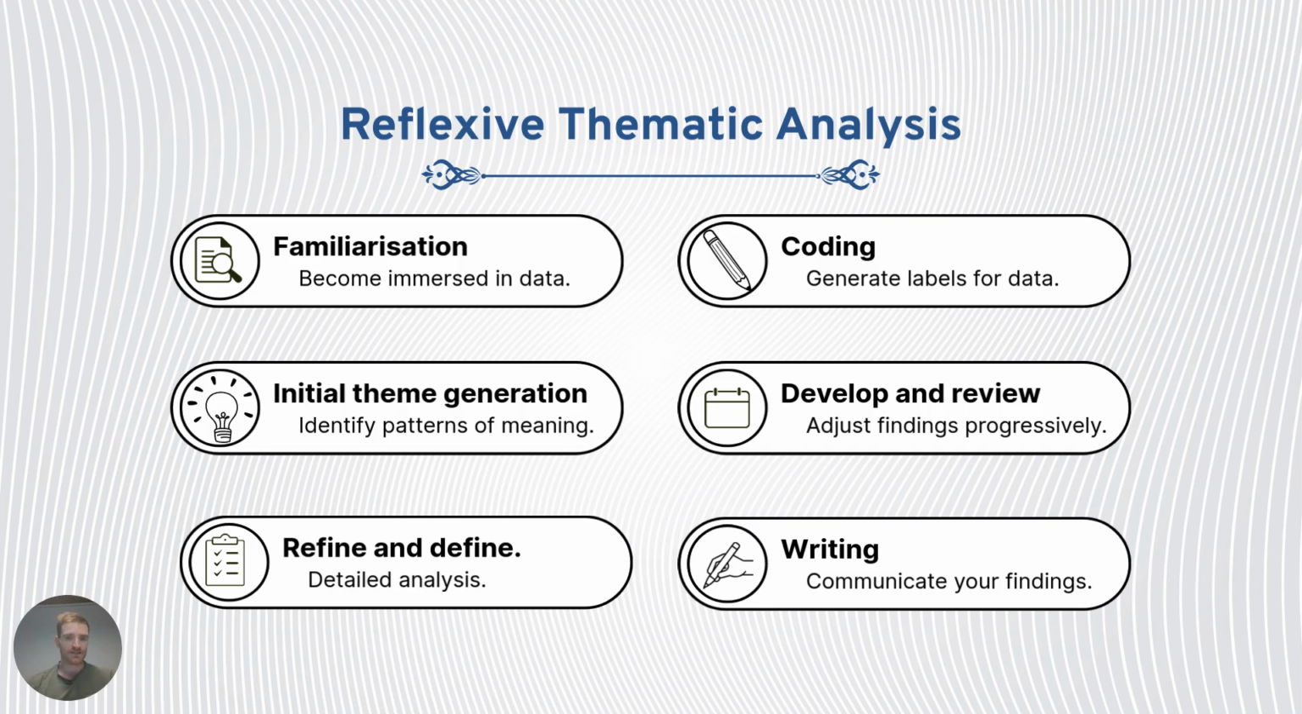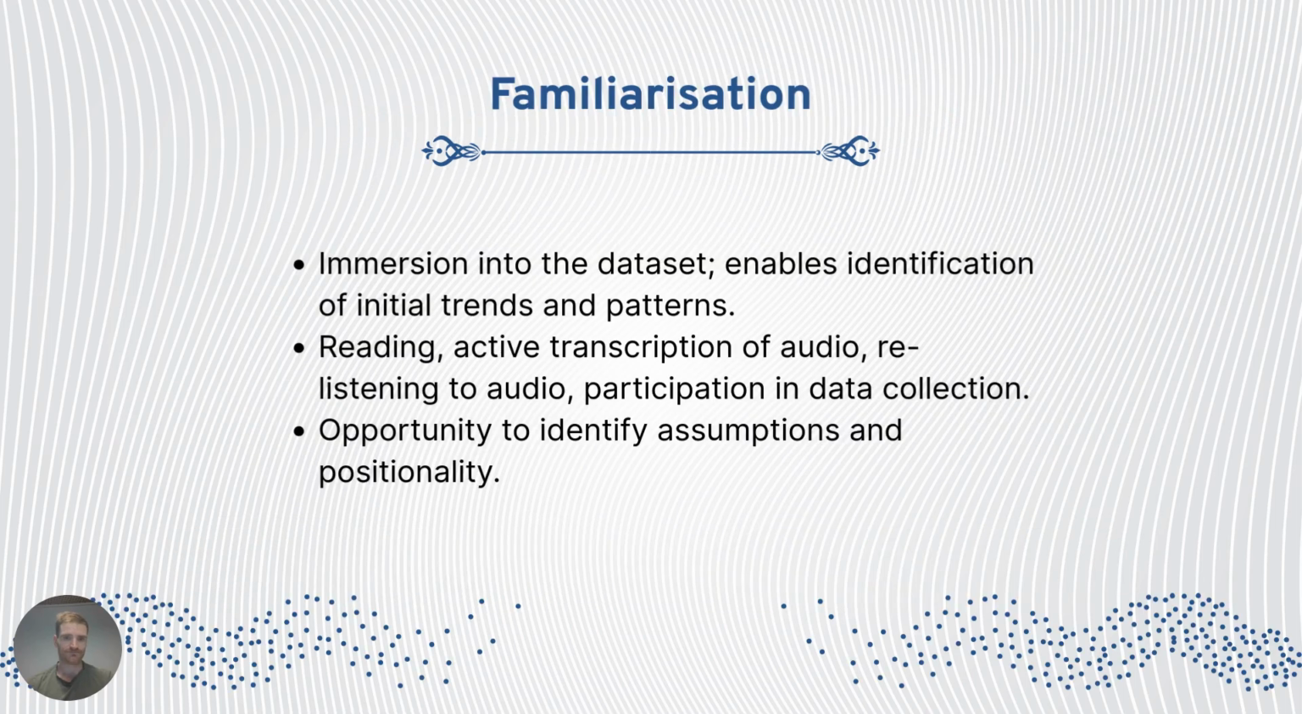So the first step is familiarization, where we immerse ourselves in the data. Then we undertake coding, which is applying labels to discrete parts of a text. We start to generate themes, then we develop these themes and we review them. We constantly go back to the data and update our findings. Then we refine and define the themes. So we conduct a detailed analysis of the themes that we've developed, make sure they're clear and make sure they are consistent. And then we write it. So we make sure that we can communicate our findings.